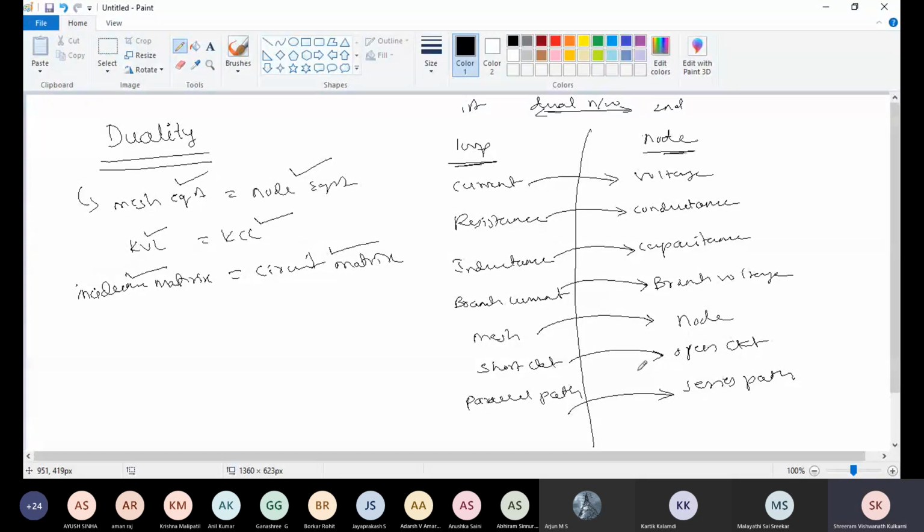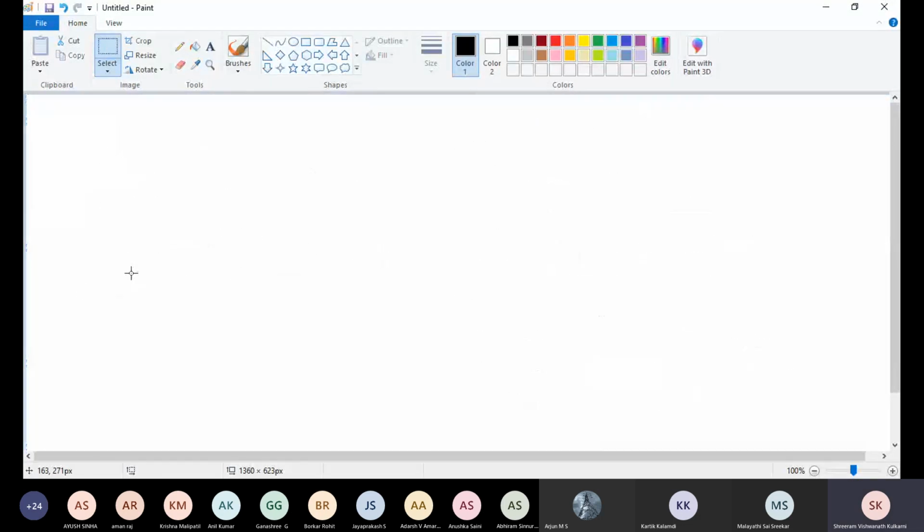Fine. Now there are some steps. For understanding those steps, we need to go through a simple example first. Now this is a network. See here. Yeah, this is a network.